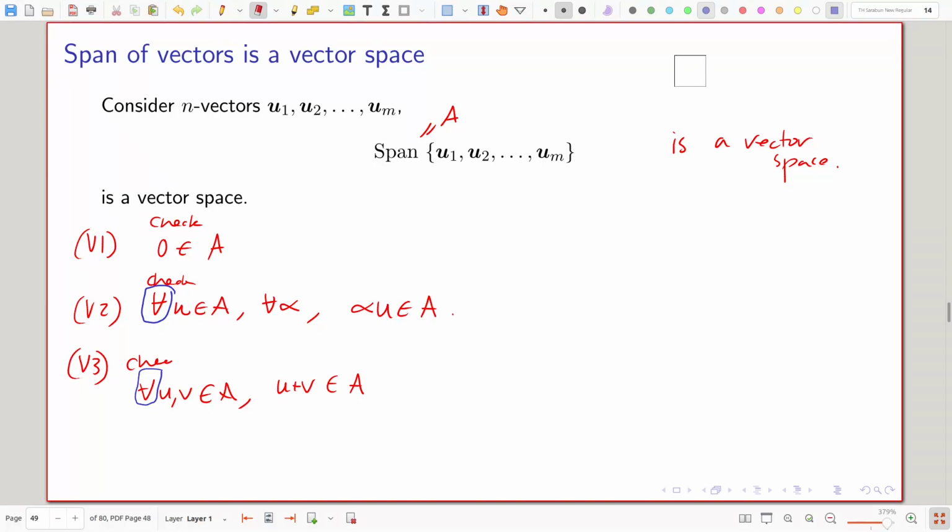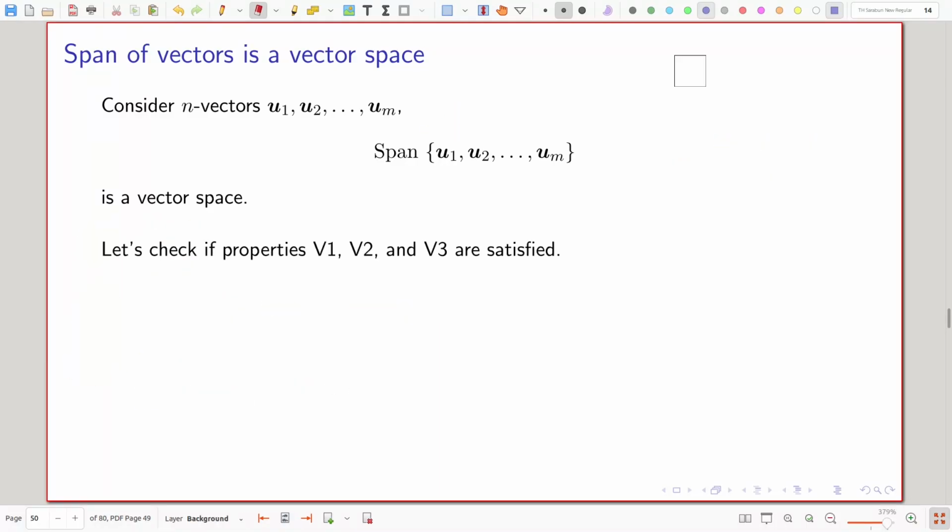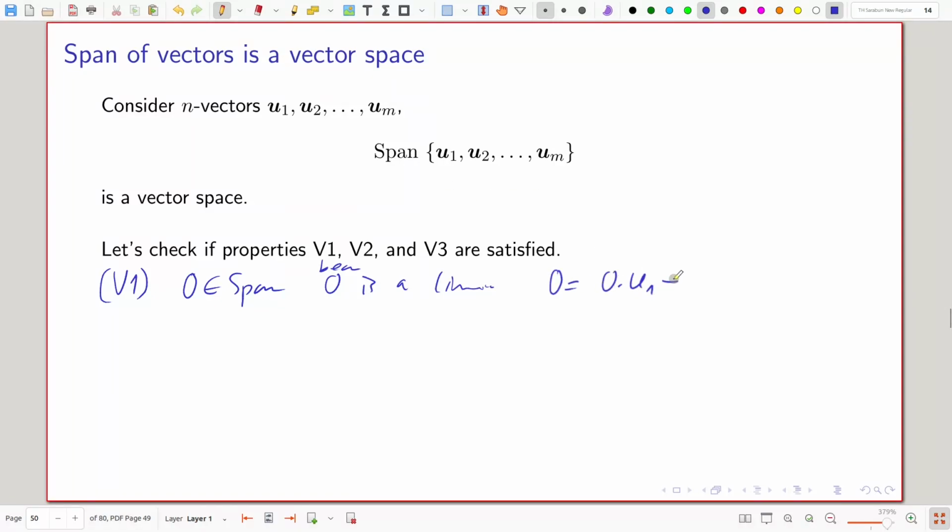Okay, don't tell him. So we need to check these three properties. Let's do that really quickly. V1: the zero vector belongs to the span because 0 is a linear combination of this, right? Because 0 equals 0 times u1 plus 0 times u2 plus and so on plus 0 times um. So the first property holds.